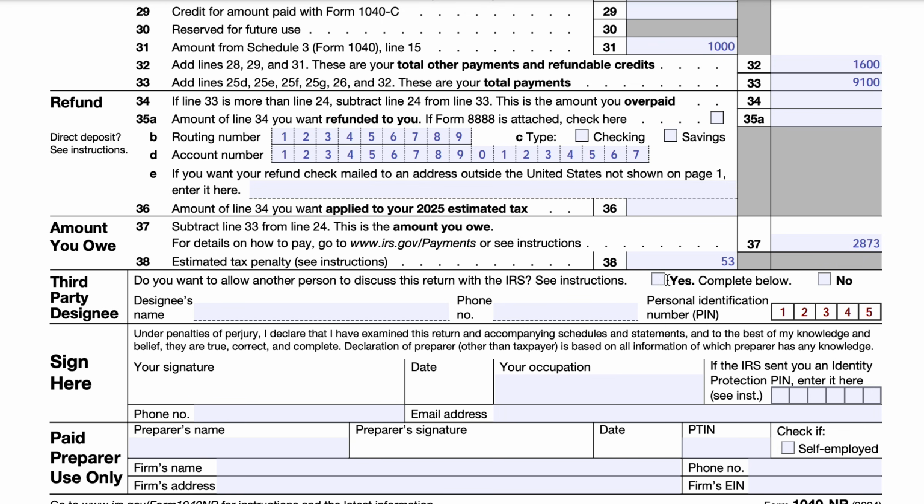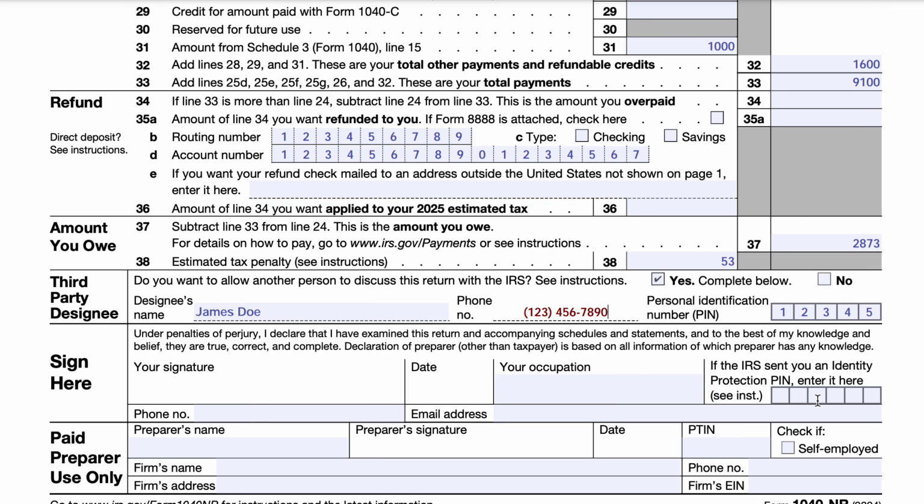So you would enter yes, and then you would put like John Doe wants his father, James Doe, and then his phone number, which has to be a U.S. phone number. And then as the taxpayer, you sign, date, enter your occupation, your phone number, email address.